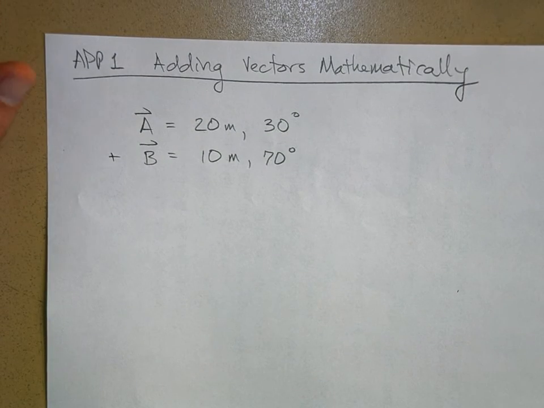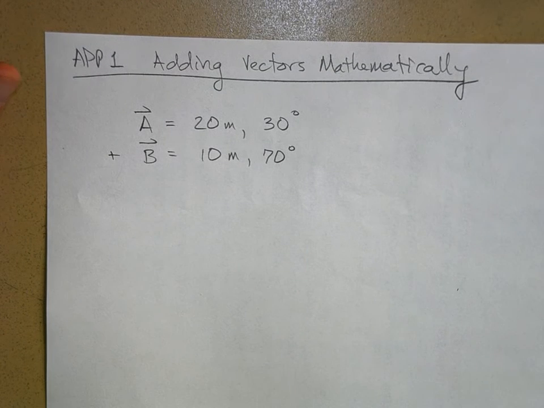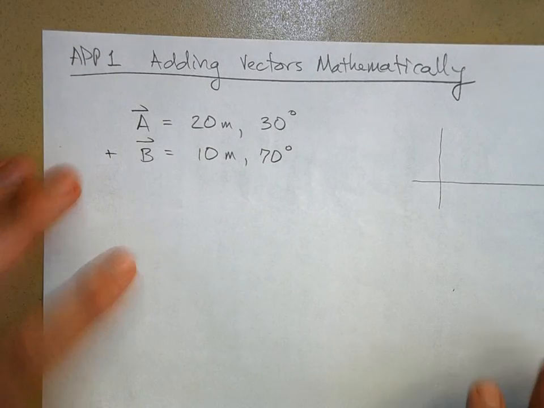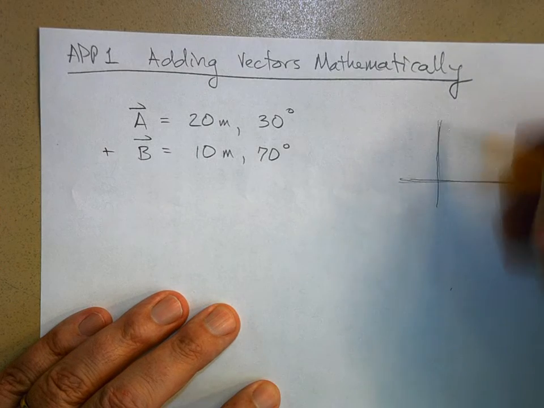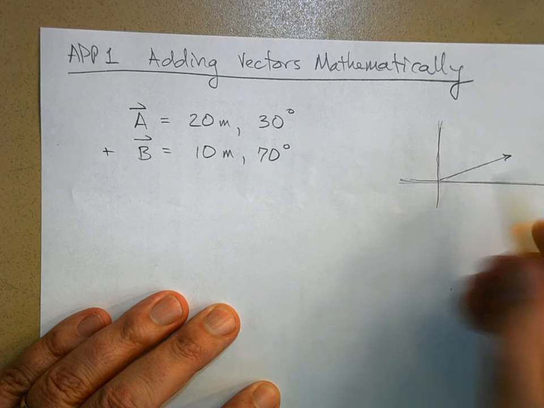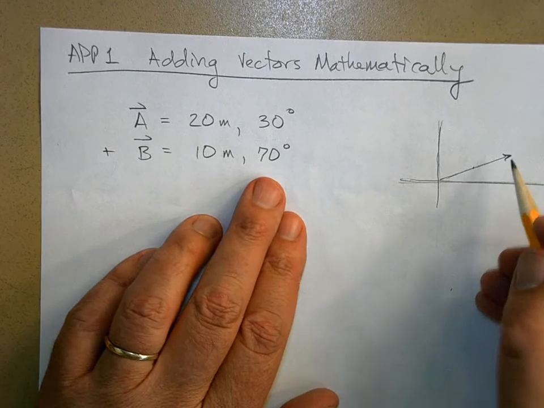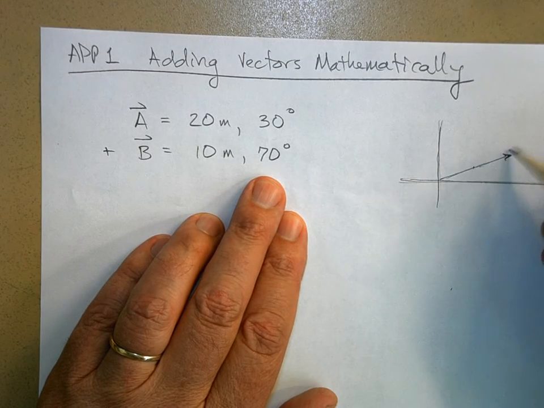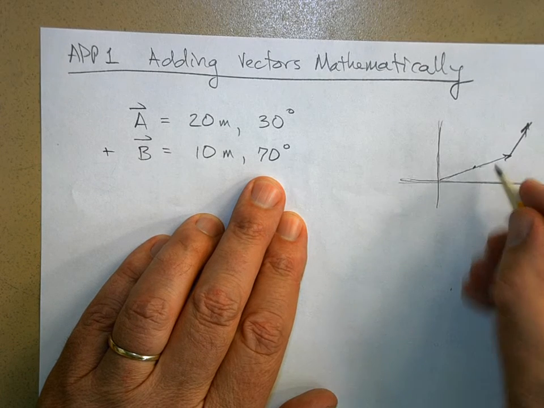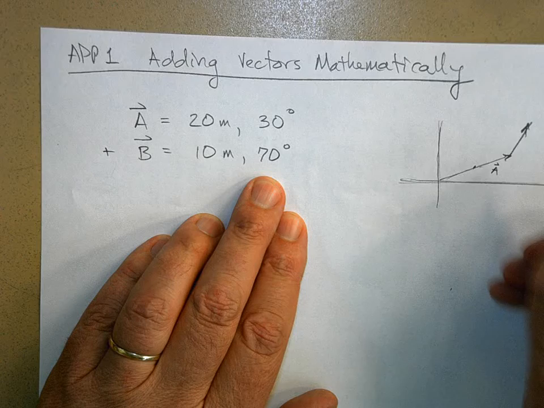Now, if we were to do this graphically, I'm not going to take the time to do it perfectly. I'm not going to get a protractor or a ruler out, I'm just going to do a hand sketch. Here's my X and Y axis. This is 20 meters at 30 degrees. Then this is 10 meters, so it's about this long, but it's at 70 degrees. I might have made it a little longer than it should be, but that's okay. So here's vector A, and here's vector B.